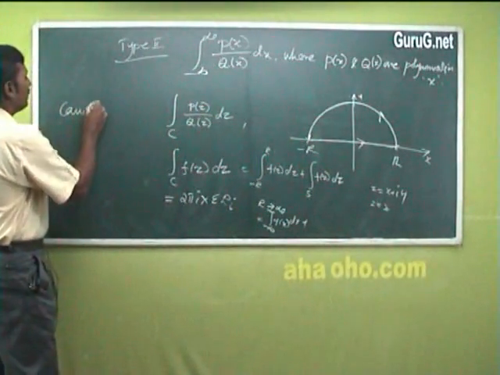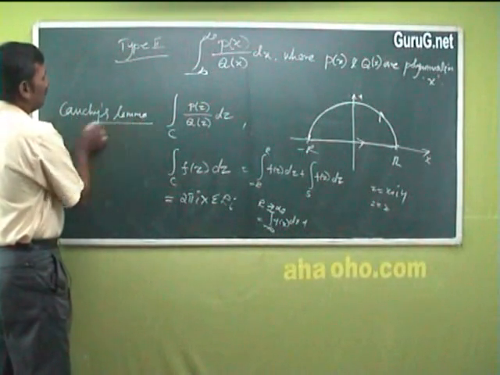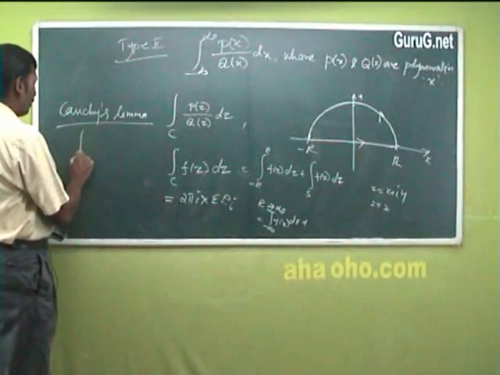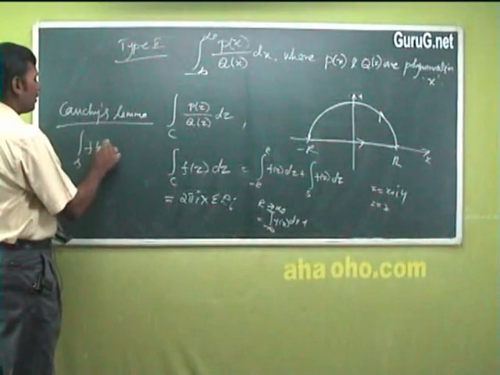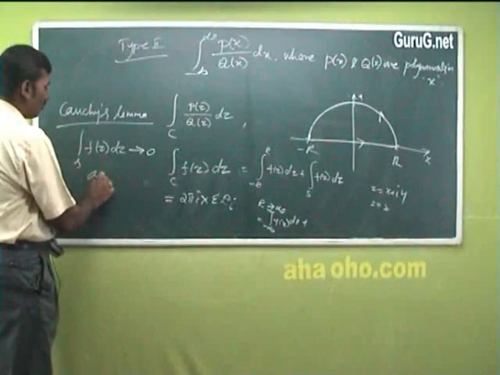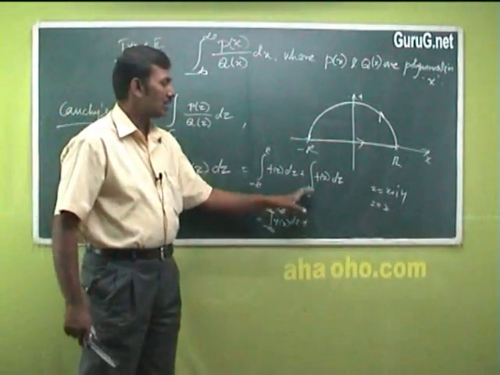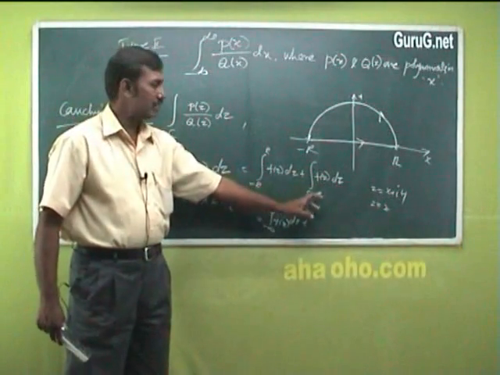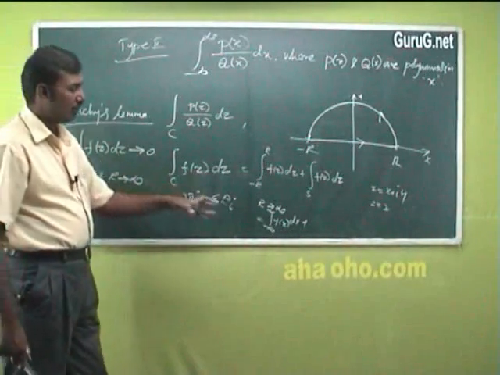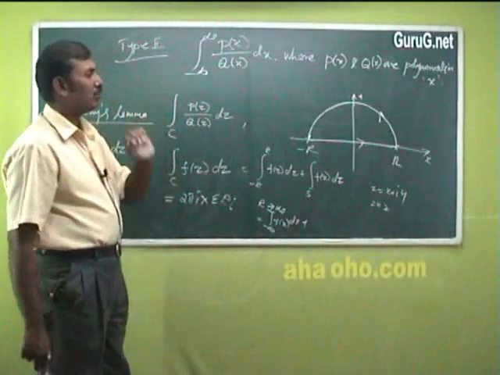So Cauchy's lemma states that f of z is an analytic function, it is also continuous. So integral over s f of z tends to 0 as r tends to infinity. So whenever r tends to infinity, this integral over s f of z dz tends to 0. Then you may get this value, real integral, right? So that is evaluation process of type 2.